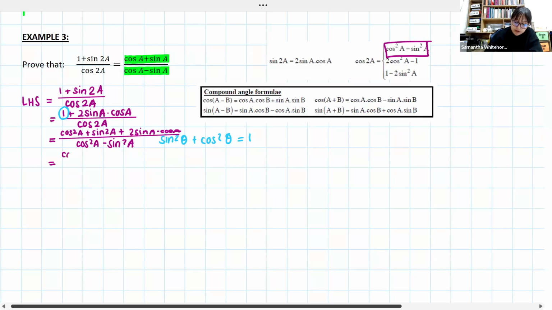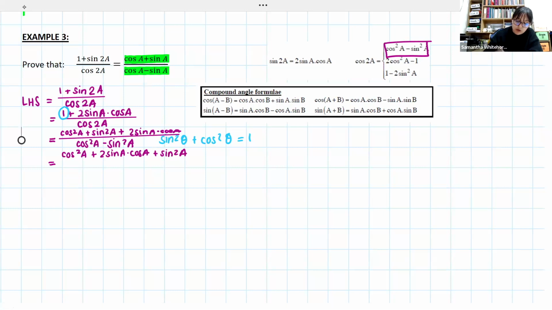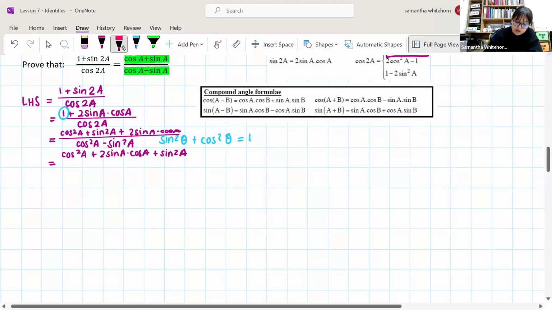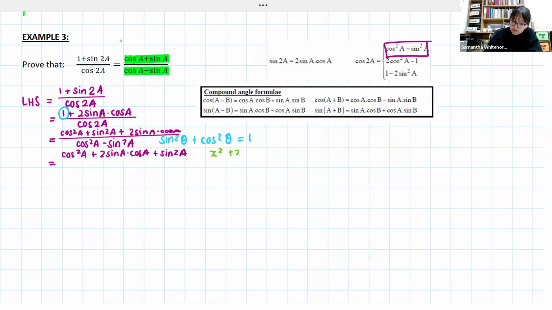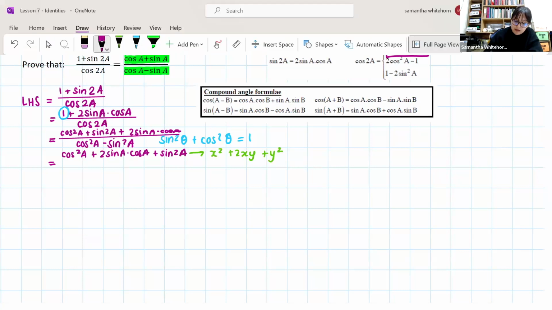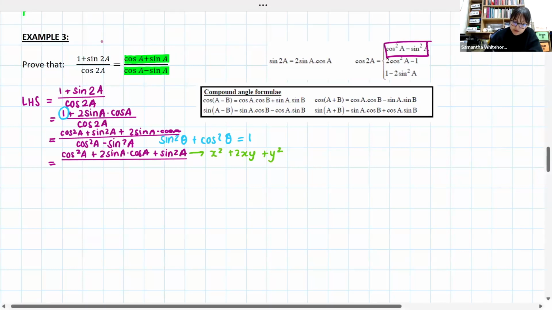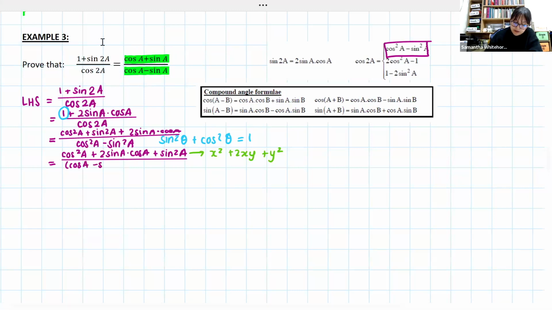Right, in my numerator, I'm just going to rearrange those terms so it actually looks like a trinomial. So cos squared a plus 2 sine a cos a plus sine squared a. If you don't understand where that's coming from, remember trinomial, that's the key word here. That trinomial is going to essentially be x squared plus 2xy plus y squared. That's what's happening over here. And then in my denominator, as I've said, difference of squares. So we will have cos a minus sine a times cos a plus sine a.